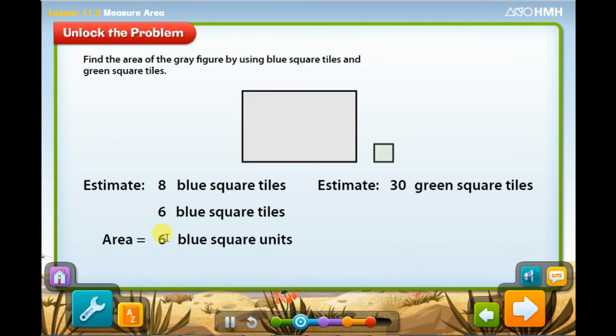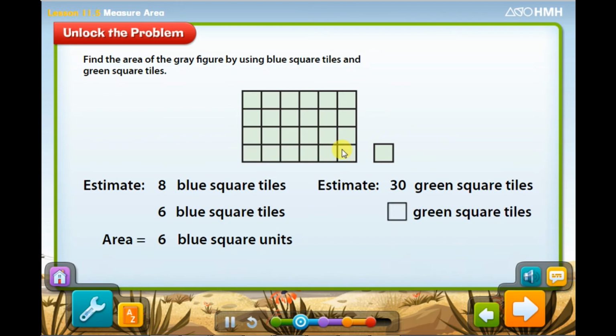Next, cover the gray figure with green square tiles. Start by placing 1 row of tiles along the top of the figure. Okay, that's 1 row. Add a second row of green tiles. 4, 5, 6. Another row. Keep adding rows of green tiles until the gray figure is covered. 3 rows. The gray figure is now covered with green square tiles.